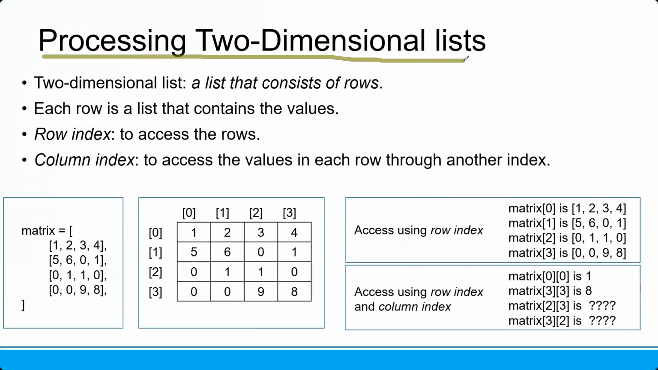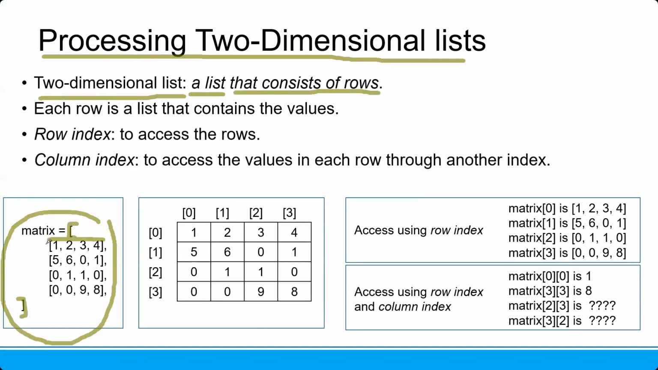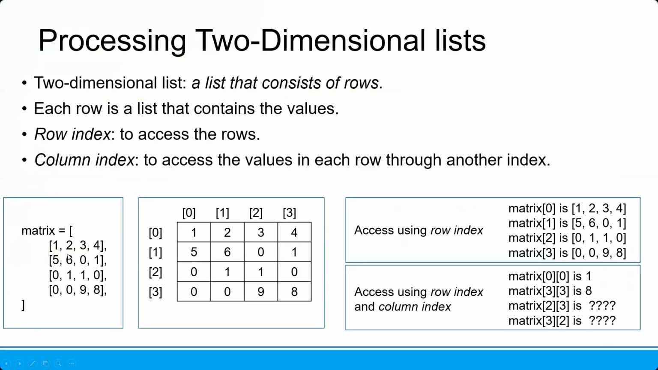Processing the two-dimensional list. A two-dimensional list means a list that consists of rows. So let's say I have a matrix like this one. So it is a list. In the list, there are rows. This is the first row. This is the second row. This is the third row. And this is the fourth row.